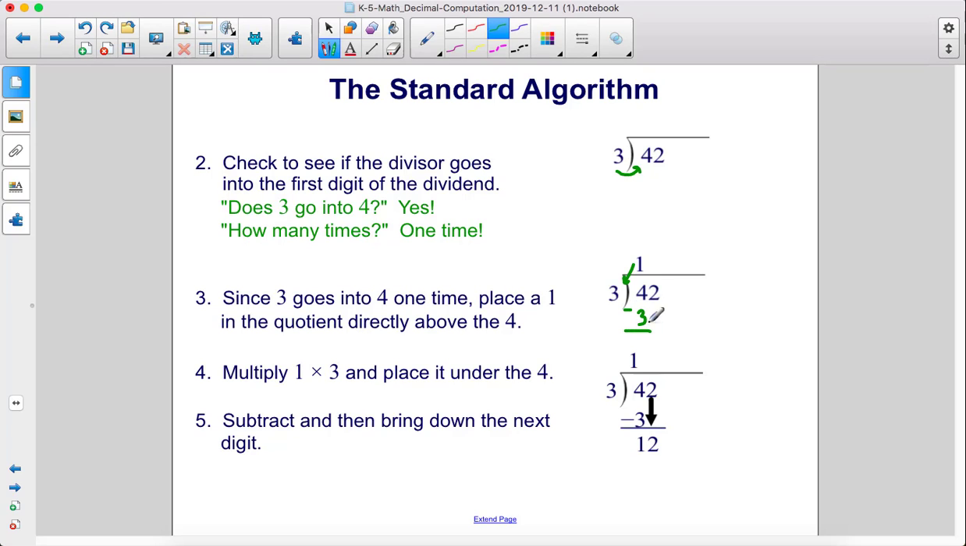Then we subtract these numbers. 4 minus 3 is 1, so we end up with this 1 right underneath the 4 and the 3. Then we bring down the next digit. So this 2 gets brought down right there next to that 1.